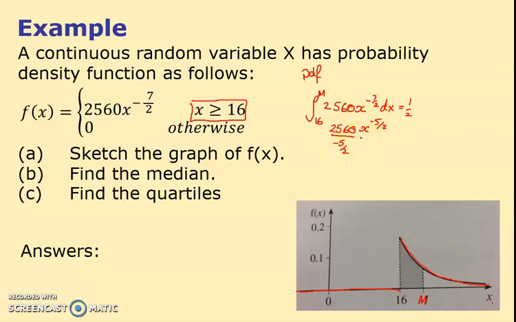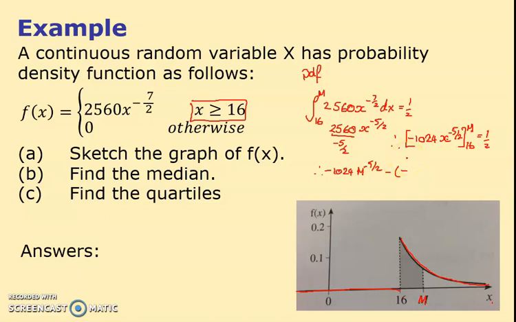So 2560 divided by minus 2.5, which is what that is. And I get minus 1024 x to the minus 5 over 2 between 16 and m equals a half. Now obviously I put the m in, minus 1024 m to the minus 5 over 2. But now I've got to put the 16 in, and that will give me a proper answer.